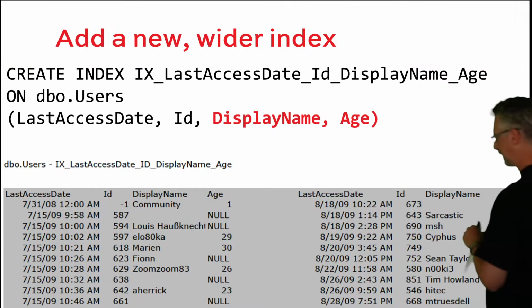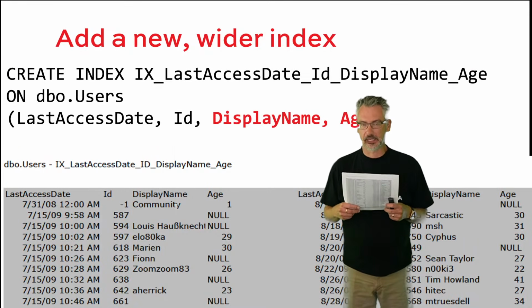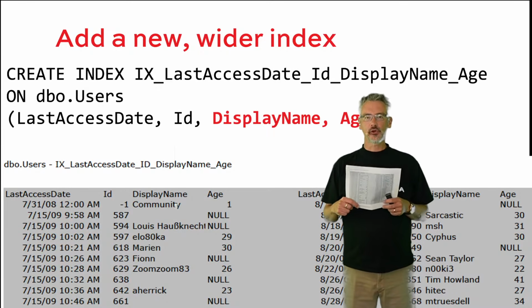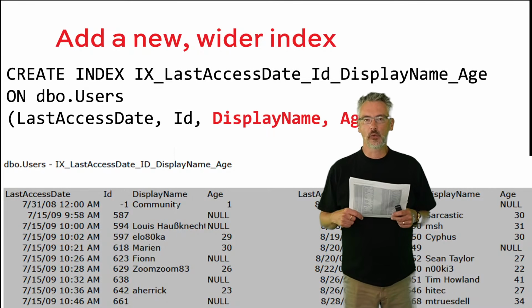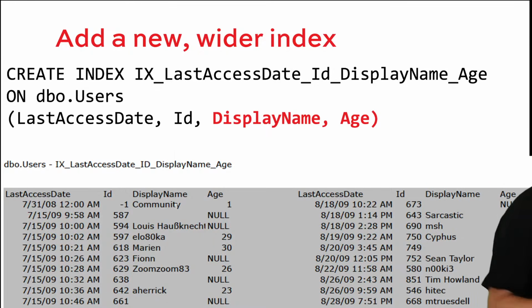So let's do it. Go to the third page of your PDFs. The third page of your PDFs shows what happened when you run this create index statement. Create the index on last access date, ID, display name, and age.